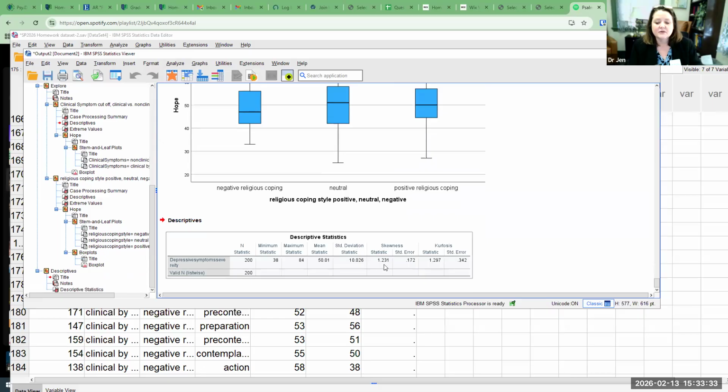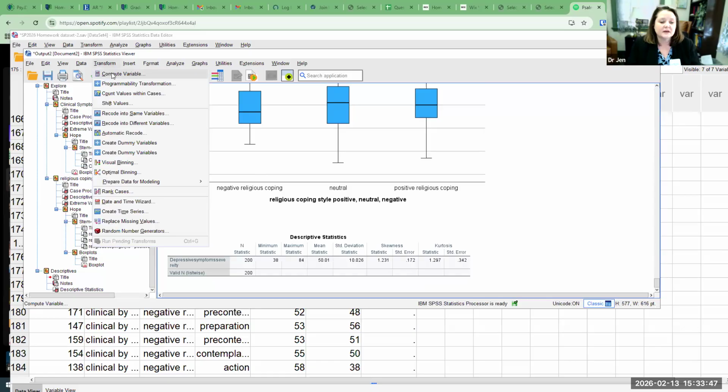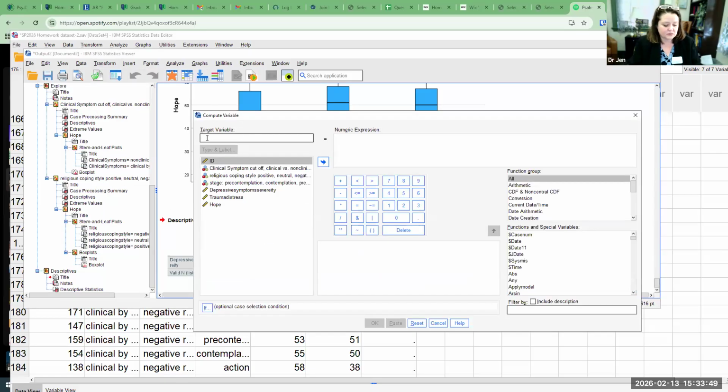And what do I get? A skewness of 1.231. Oh, no. Okay, so that's not acceptable. So it is a positive skew, so we don't need to do the whole K minus thing. So for this, we're going to compute, and I'm going to do the square root of depressive.